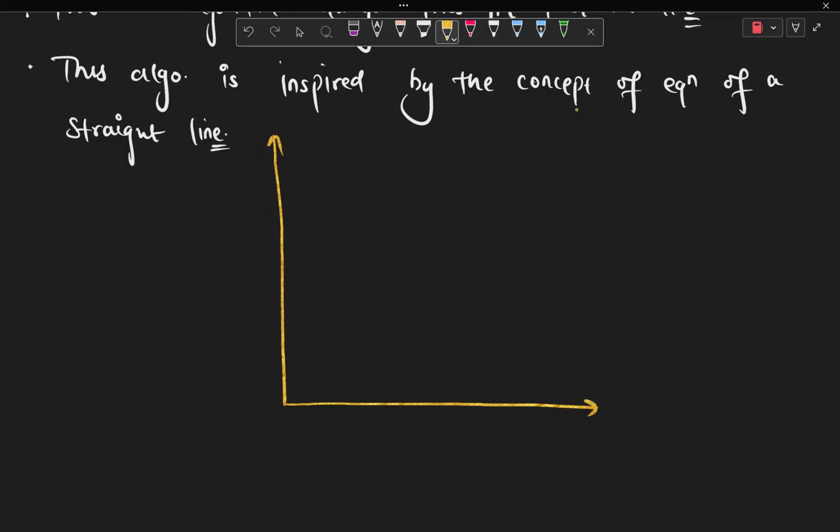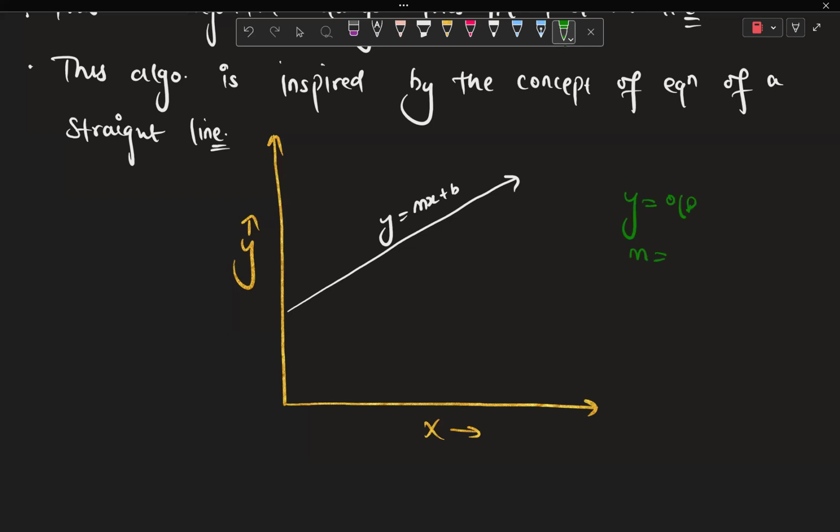Listen, let's say in your school days mathematics, you must have seen this kind of equation. If I plot a straight line, this is a straight line, right? The equation is y equals mx plus b. So y is the output, m is the slope, correct? x is the input, and b is what? Intercept.